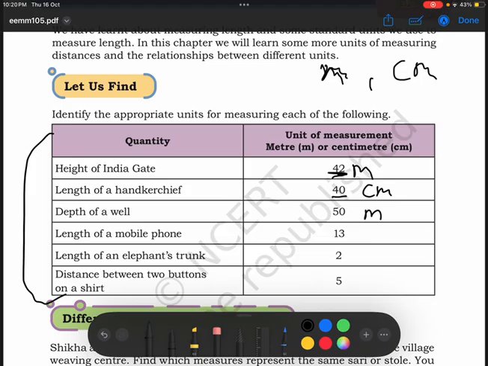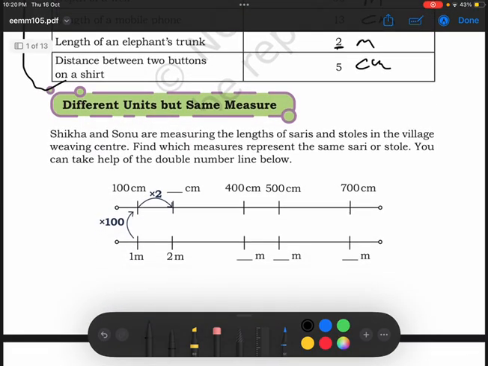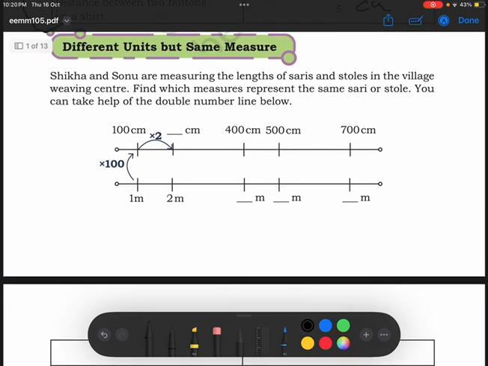Length of a mobile phone, we can put it in a pocket, so 13 centimeter. Length of an elephant trunk, 2 centimeter is very small, so it will be 2 meter. Distance between two buttons on a shirt, so 5 is centimeter. Come to the next, different unit but same measure.